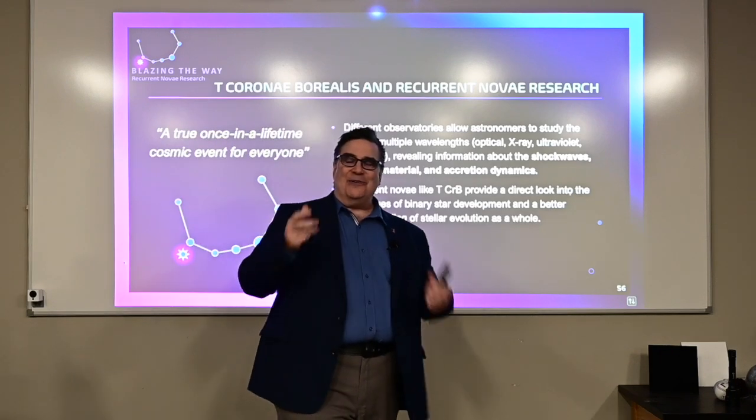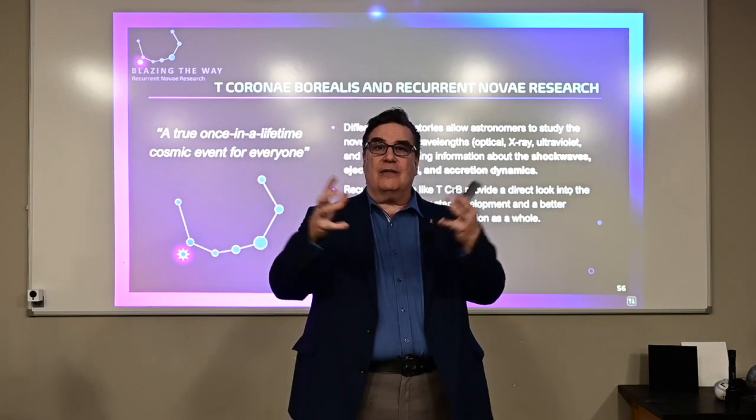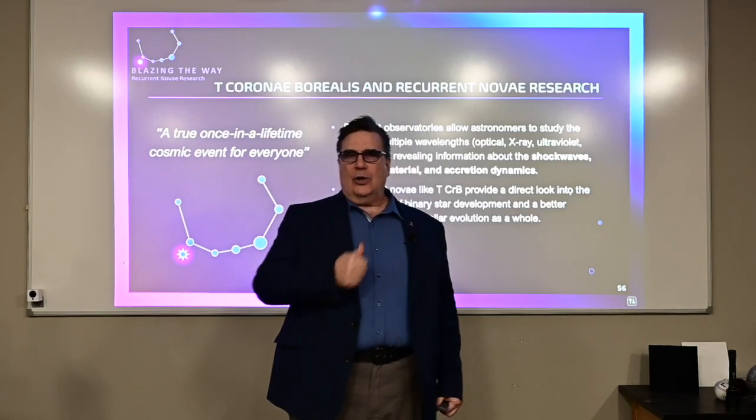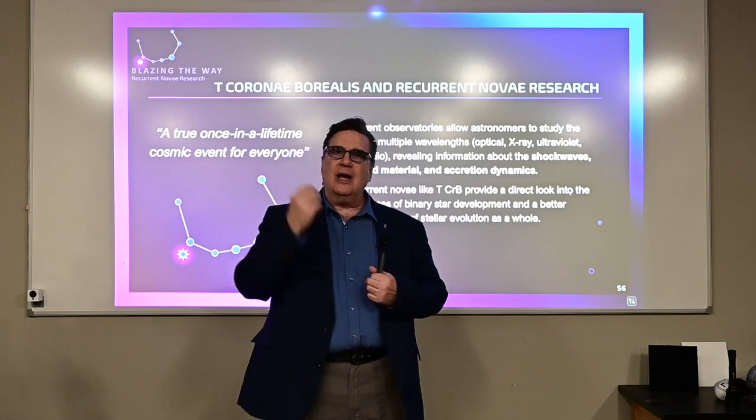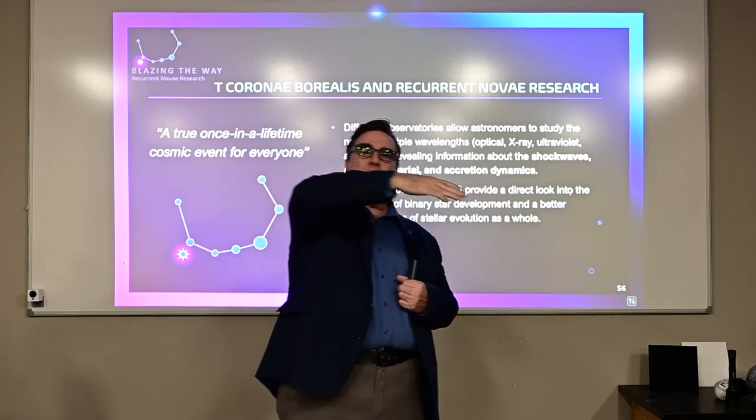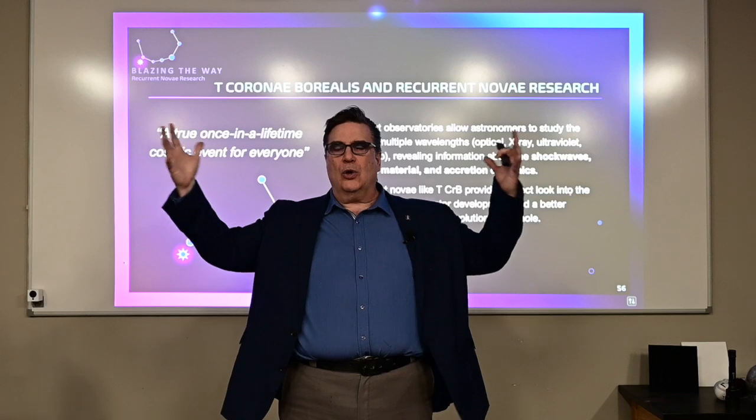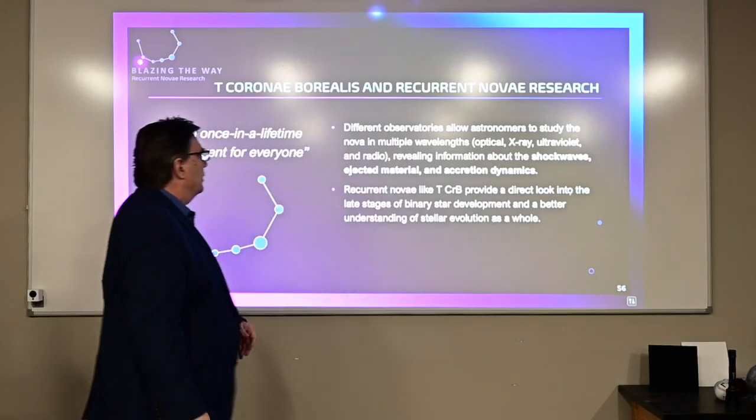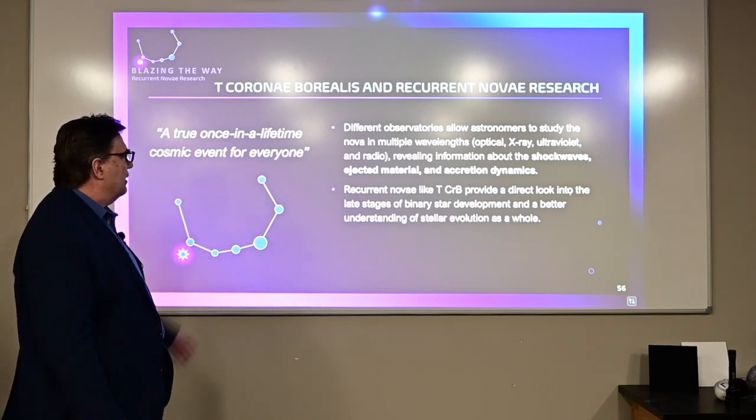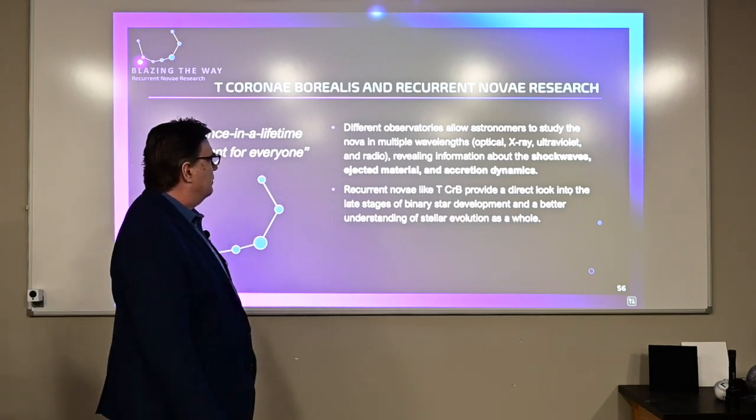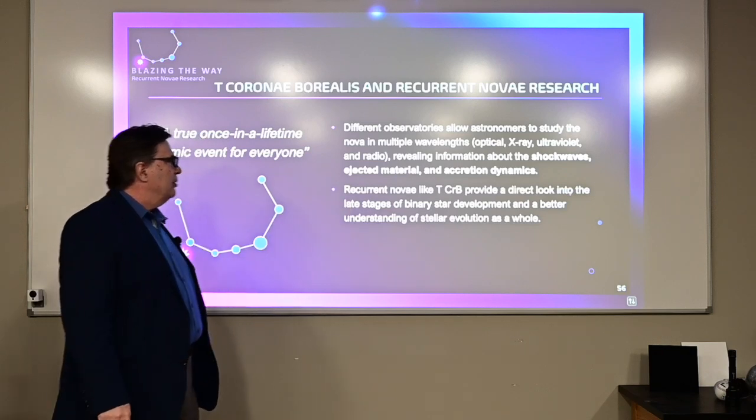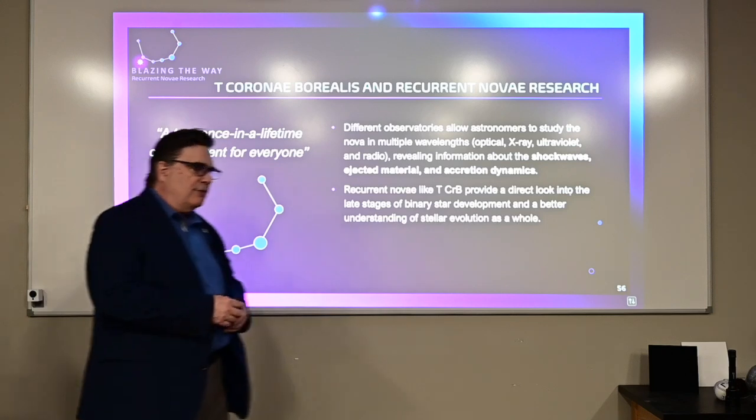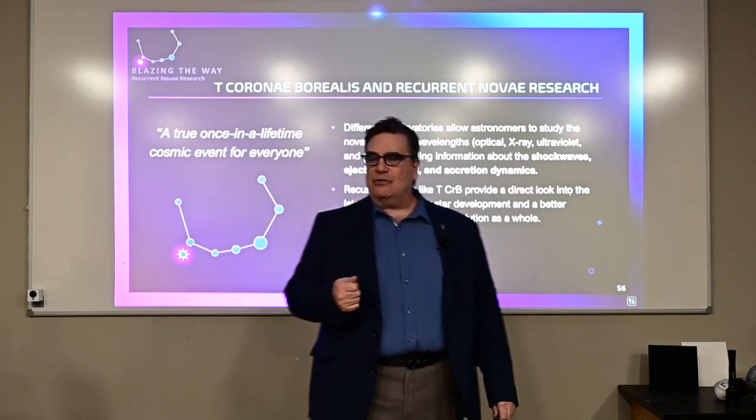Different observatories allow astronomers to study the nova in multiple wavelengths. Optical, X-rays, radio waves, we're able to see this all at the same time. And that's the other reason this particular recurrent nova, TCRB, is so special, because it's so bright. We are able to observe it over a large array of different wavelengths that just makes it that much more important, revealing information about shock waves, ejected material, and accretion dynamics. Recurrent novas like TCRB provide a direct look into the late stages of binary star development and a better understanding of stellar evolution as well.